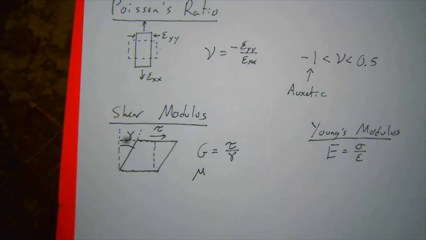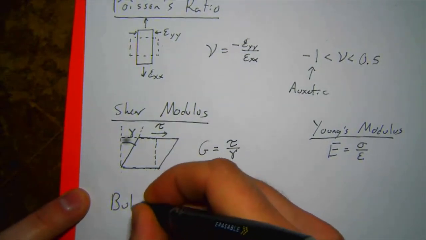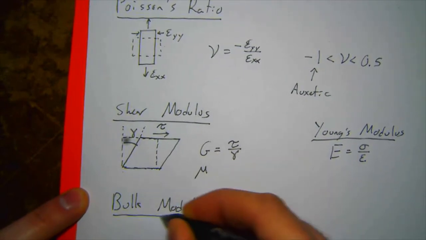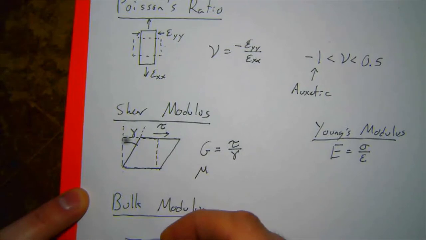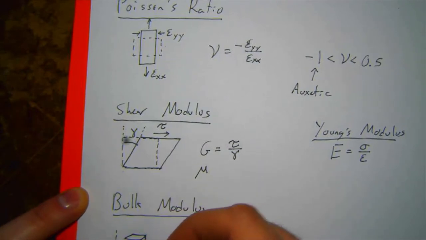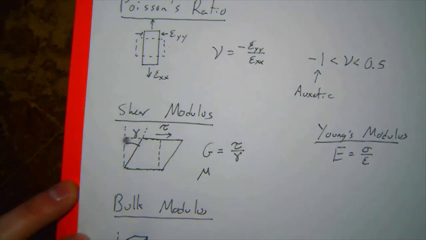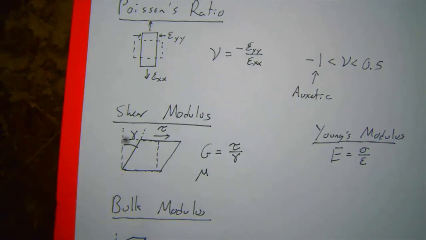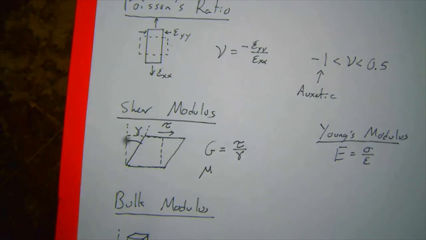Okay, then the last one, I'm going to have you guys define bulk modulus. This one is a little bit trickier. Maybe not as tricky as Poisson's ratio, but... they start popping up for you also, or is it still not? I forgot. That's okay, that's what this class is for.